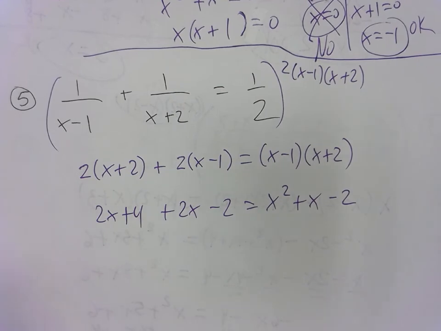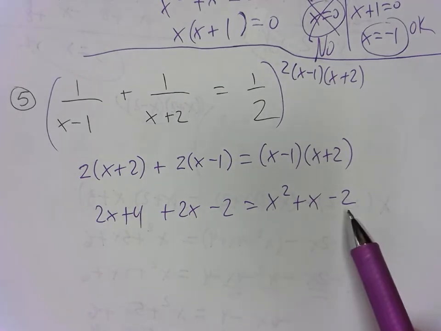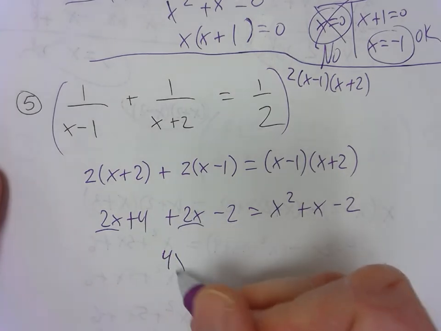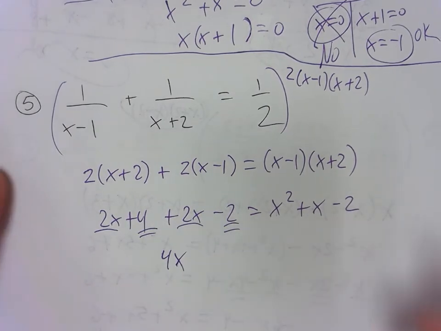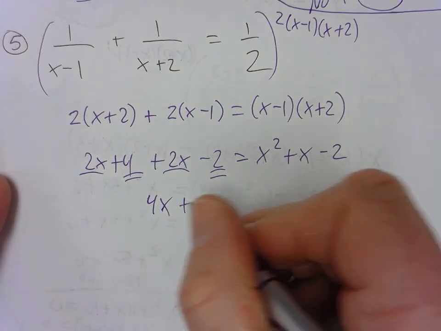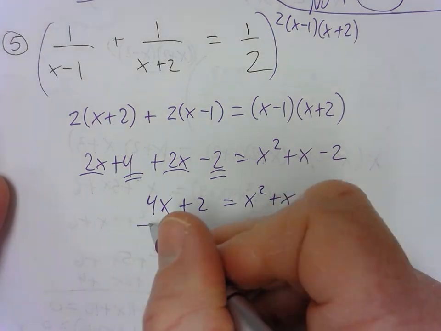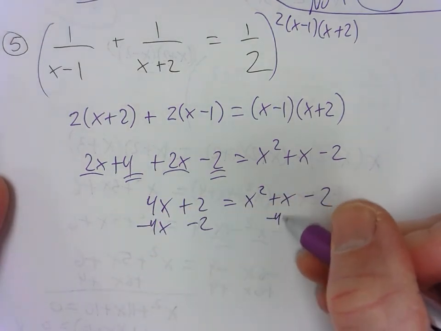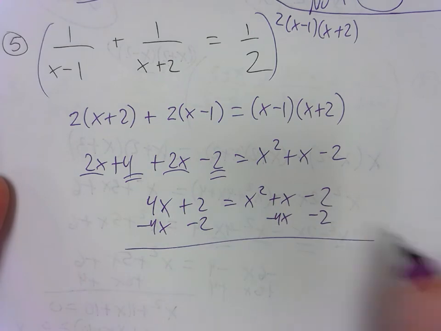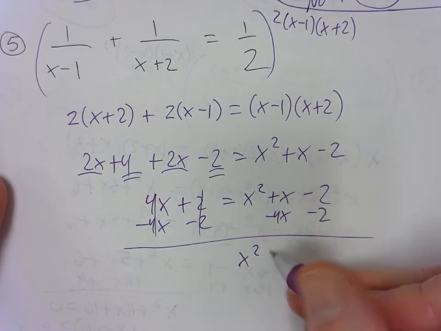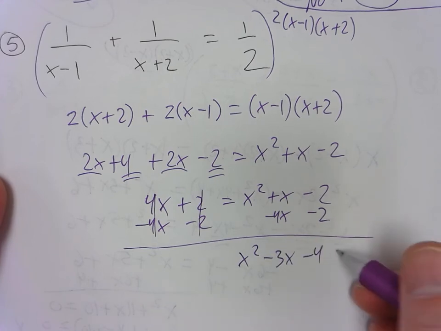All right, now, we're going to get everything to this side of the equation because that's where the quadratic is, and you've got to set your quadratics equal to 0. But before we do that, I'm going to throw these together to get 4x. Throw those together, same side, simplify. Plus 2 is equal to x squared plus x minus 2. I'm going to subtract over the 4x, subtract over the 2. All right, so those cancel out, making 0. This falls down. That's a 1 minus 4, which is negative 3, and then negative 4.